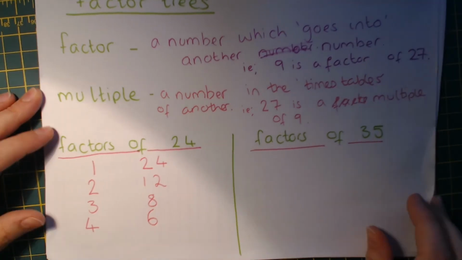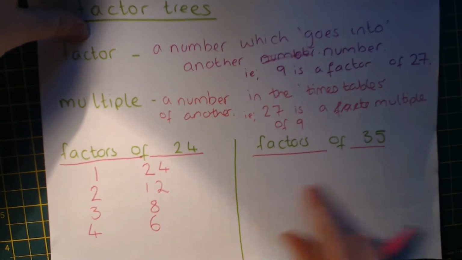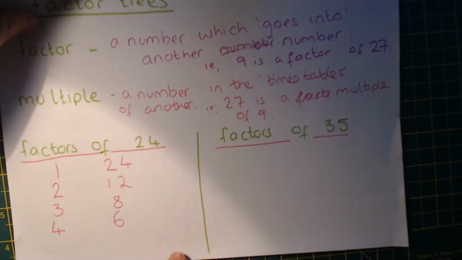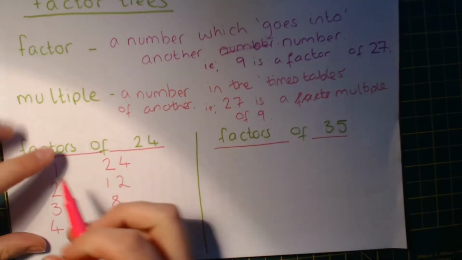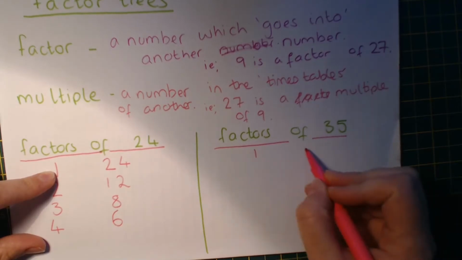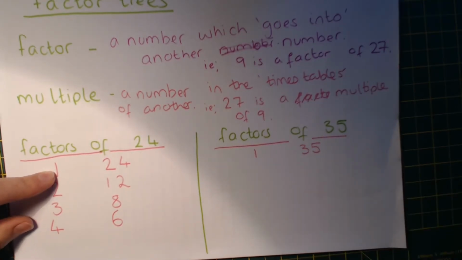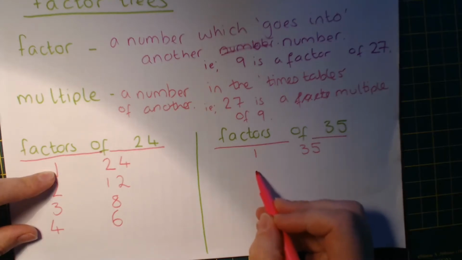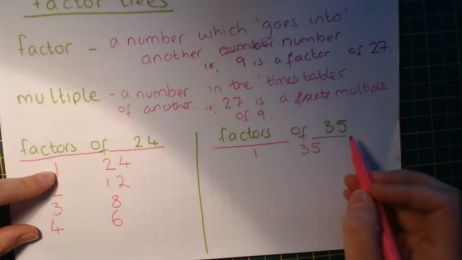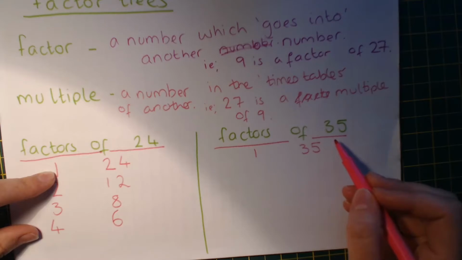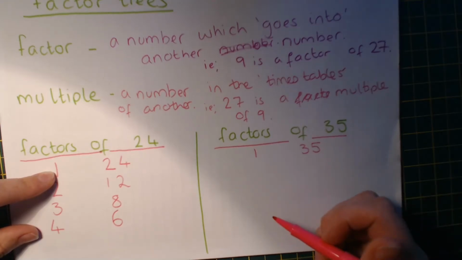How about this one here then? Let's just try another example. I'd write this one in your book, please, if you haven't already done that one. Factors of 35. So we're going to start the same way with 1 and 35. Okay, they're the first two you should always get. The next one's, how about 2? Now 2 can't be a factor of 35 because 35 isn't even. So we won't write that one down.